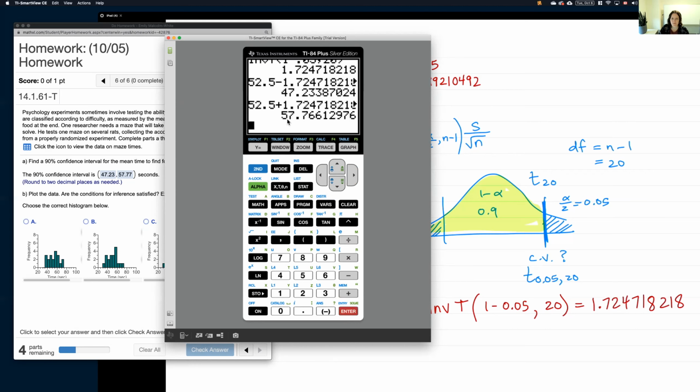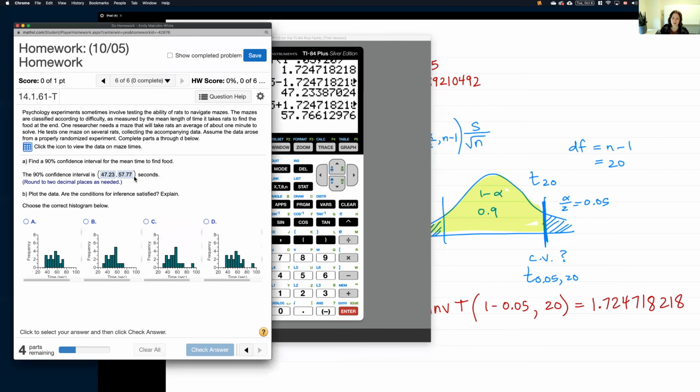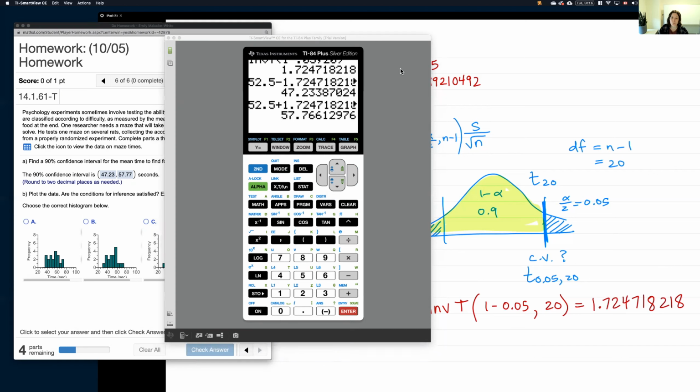So then I get 57.76. Again, if I'm rounding to 2 decimal places, because this is a 6, because it's bigger than 5, I'm going to round up to 57.77. So that's what I would put in here. So I'm getting the same answer whether I use my graphing calculator or whether I use R. Hopefully that helped.